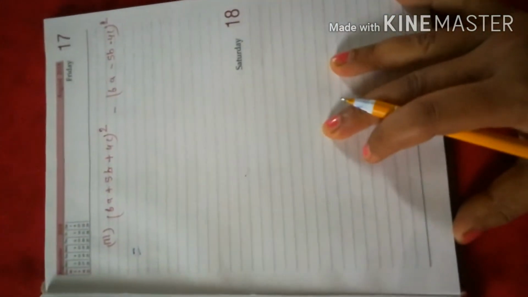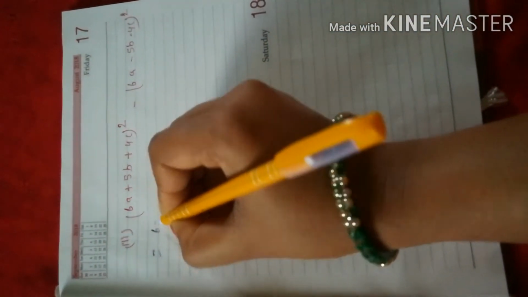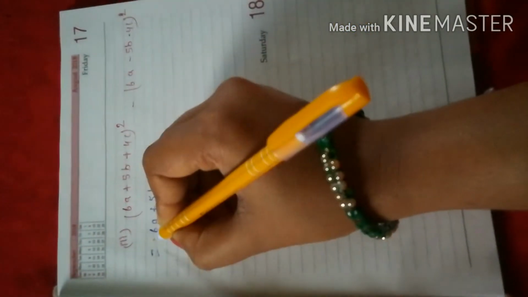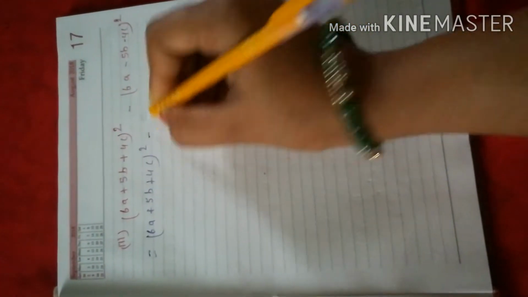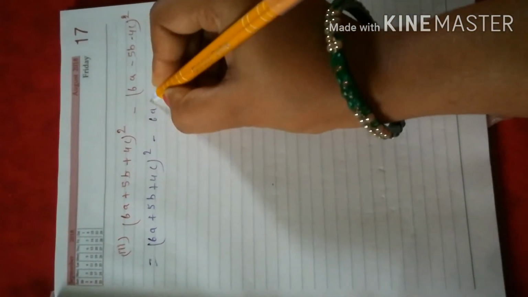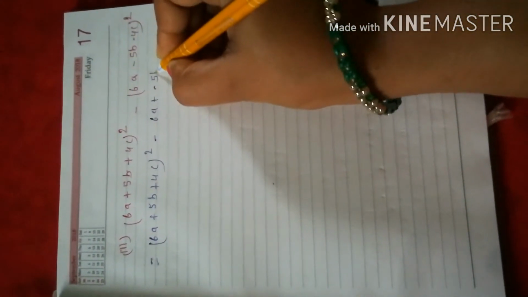At first we will write it in the form of a plus b plus c whole square. 6a plus 5b plus 4c whole square minus 6a plus minus 5b plus minus 4c whole square.